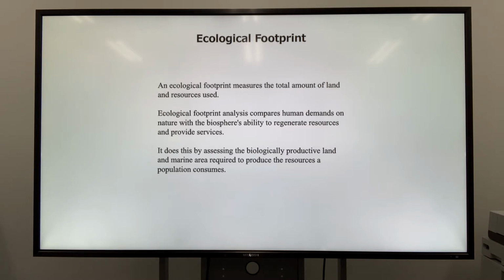Ecological footprint analysis compares human demands on nature with the biosphere's ability to regenerate resources and provide services. It does this by assessing the biologically productive land and marine area required to produce the resources a population consumes.